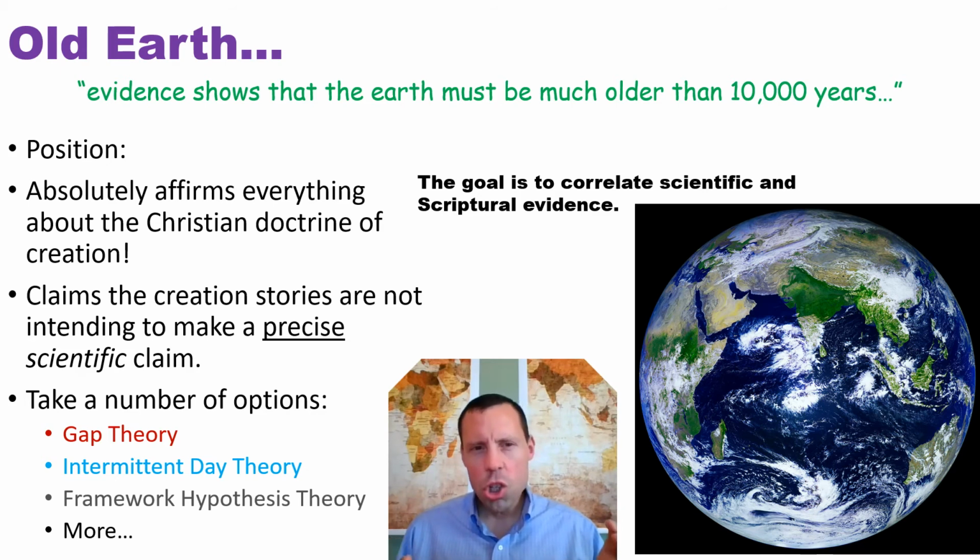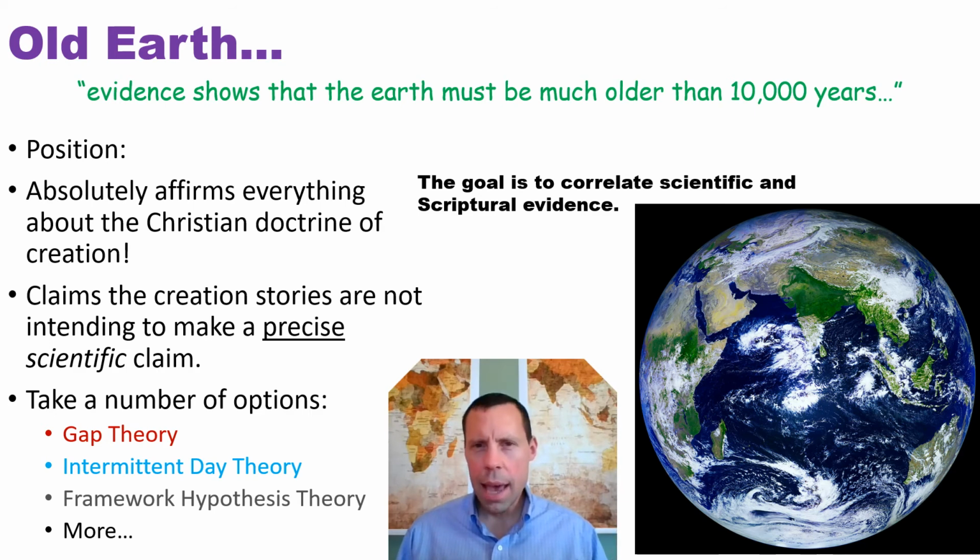Now, once again, this position absolutely affirms everything about the Christian doctrine of creation. What it is questioning, though, is if the creation stories are intended to give us a precise scientific account or a precise historical account. Maybe it's a more general one, and maybe there's ways to reconcile the biblical data as having some scientific and historical evidence along with the scientific data and put them together. Now, this takes a number of different options, and William Lane Craig gives a useful set of options there.